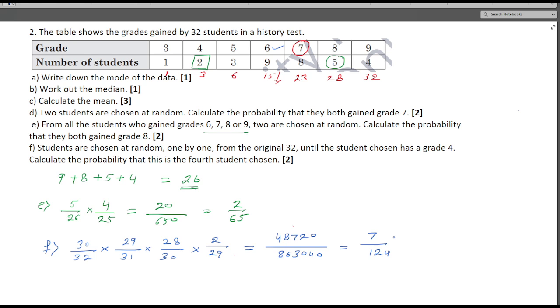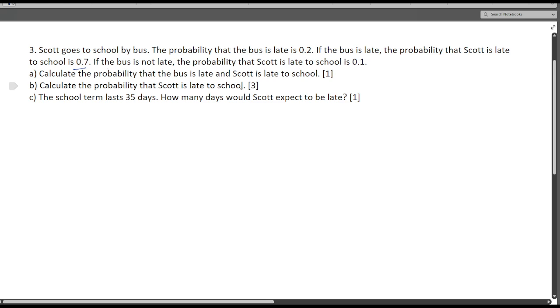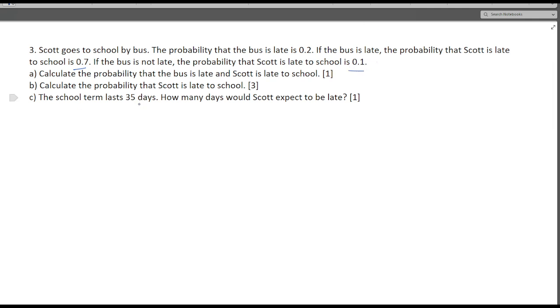Now let us move to question number 3. Question number 3 is, Scott goes to school by bus. The probability that the bus is late is 0.2. If the bus is late, the probability that Scott is late to the school is 0.7. If the bus is not late, the probability that Scott is late to the school is 0.1. Okay, so these kind of problems are better solved using the tree diagram method.